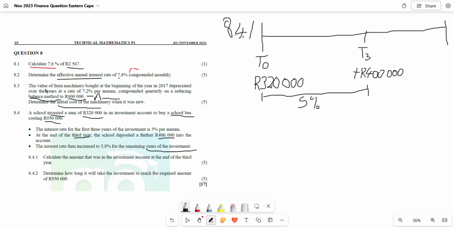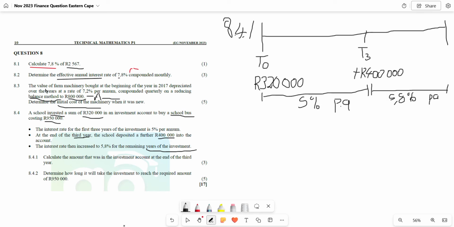It means per year. Then from T3 to T, we don't know what our T is, but we know this is the end of our investment. From T3 to the end of the investment, there was an increase in the interest rate. Therefore, that is going to be 5.8%. Let me indicate per annum. The words per annum mean per year. Per annum also here, which means per year.